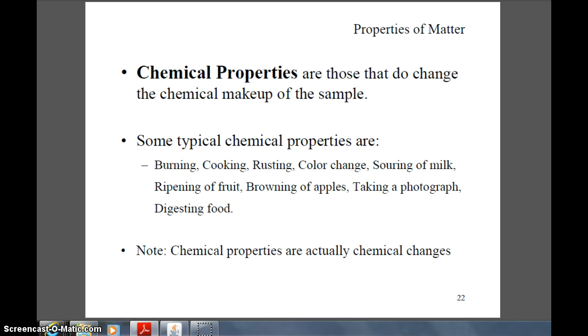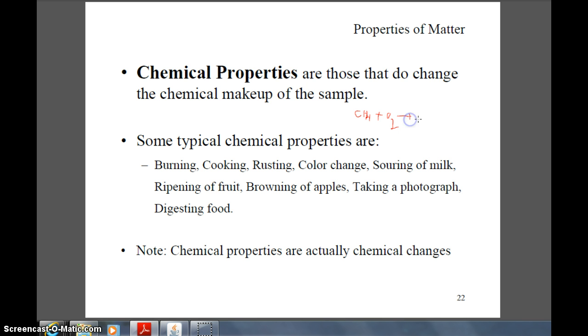Chemical properties are those that when you study, you are going to see a change in the chemical makeup. For example, if you consider burning or combustion of a fuel, essentially whatever is the hydrocarbon, let's say that's methane. Methane is CH4. Let's write that, CH4. And when it burns with oxygen, it's going to give you CO2 and H2O. Of course, you will need to balance the equation.